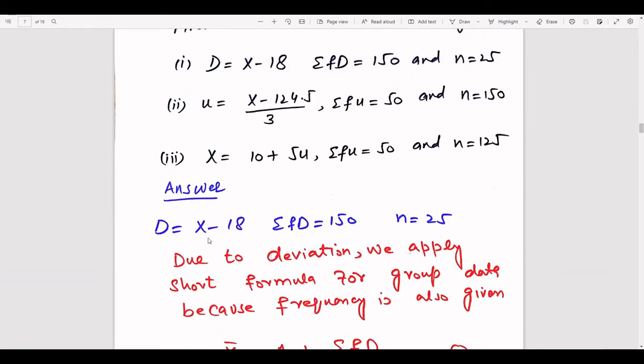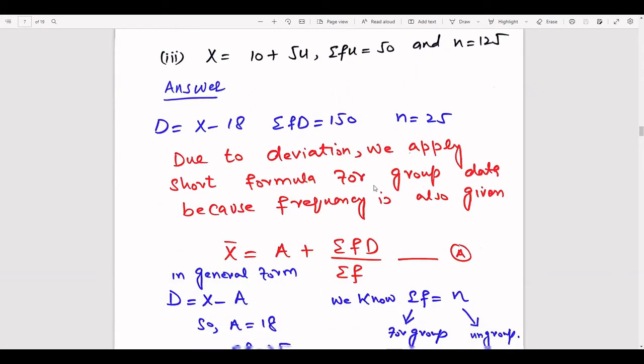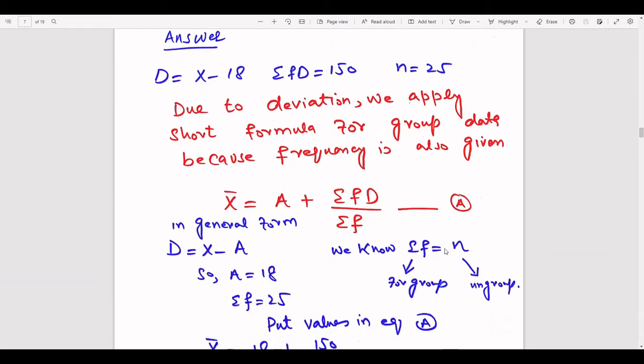Here the answer: d is equal to x minus 18, the sum of fd is equal to 150, and the number of observations small n is equal to 25. Due to deviation, we apply the short formula for grouped data because frequency is also given. The short formula for grouped data is x bar equal to a plus summation fd over summation f. I name this equation A. You can use any label for the equations for simplicity. In general form, d is equal to x minus a. So here a is equal to 18.